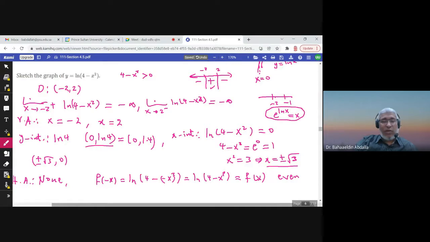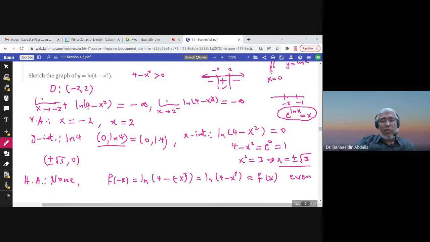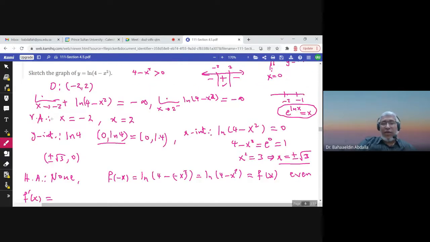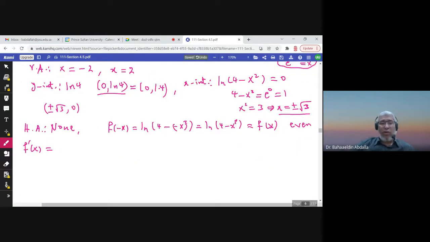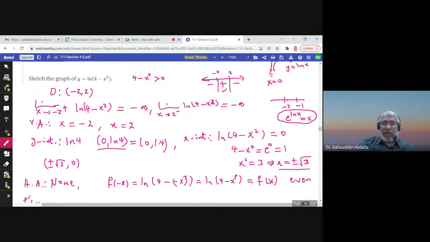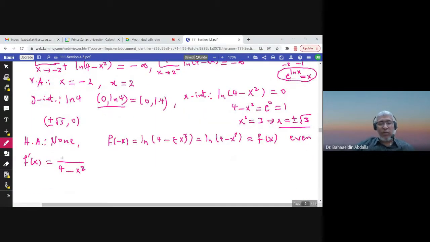What else? Asymptotes, intercepts, domain, good. Symmetry. So now we go to the first derivative. What is the derivative of ln? If you remember, the derivative of ln u is 1 over u, this is the chain rule, times the derivative of u. The derivative of 4 minus x squared is negative 2x. So this is the first derivative.